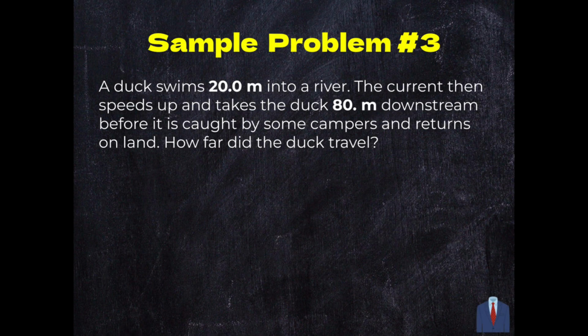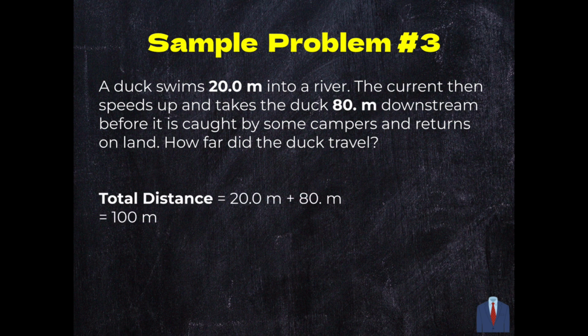Let's do one last question. A duck swims 20.0 meters into a river. The current then speeds up and takes the duck 80 meters downstream before it is caught by some campers and returns on land. How far did the duck travel? Again, pretty simple here. We just need to add the distances, giving us a total distance of 100 meters.